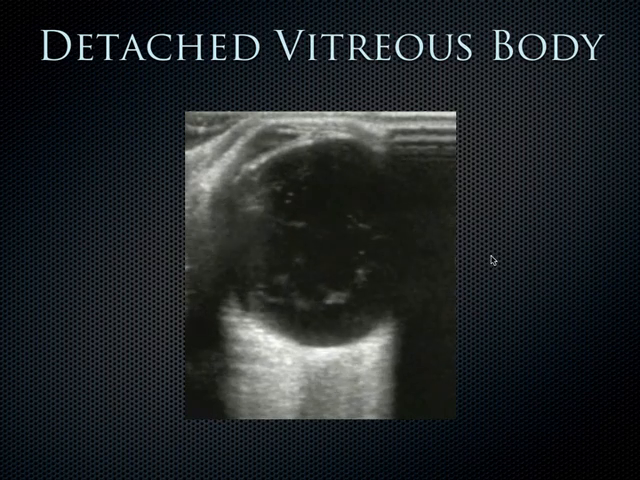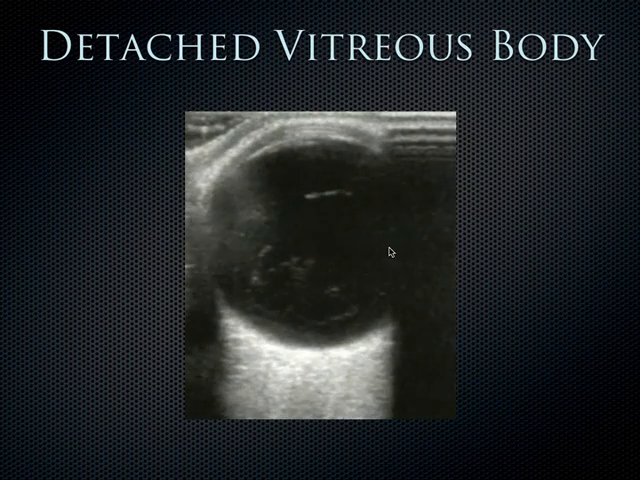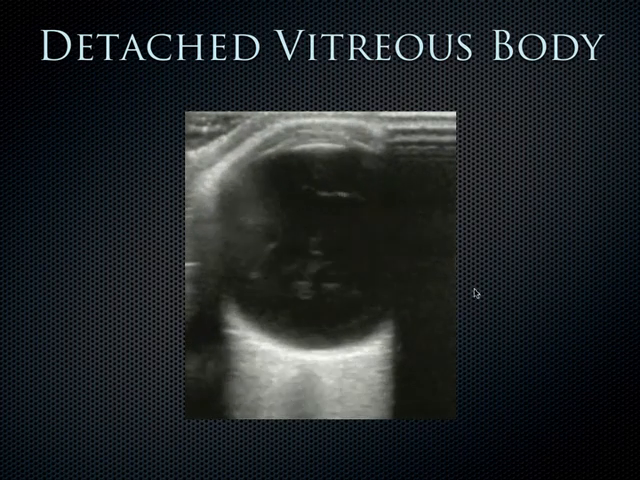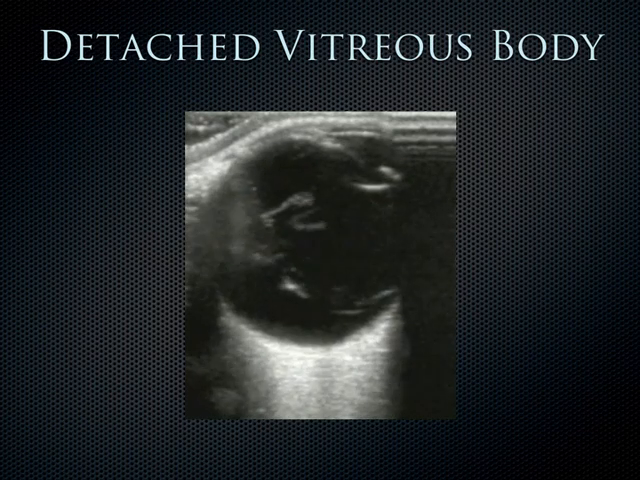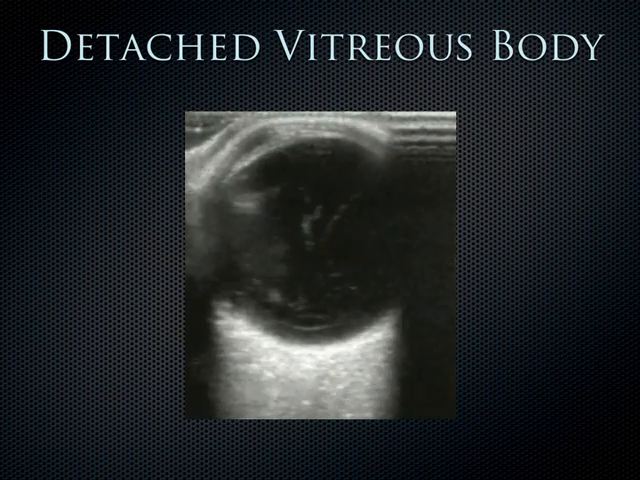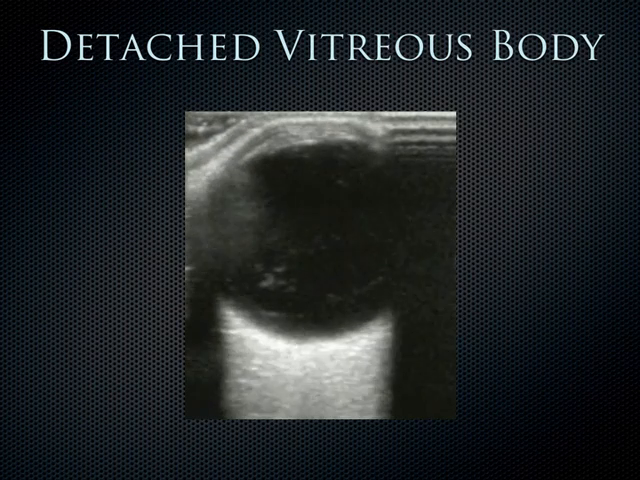As the patient looks left and looks right during the kinetic exam, you can see that it looks like clothes in a dryer. That's what a detached vitreous body looks like, especially if you overgain the image a little bit. As the patient looks around, it looks like clothes tumbling around in a dryer. And that's another way to differentiate a detached vitreous body from the tethered membrane appearance of a retinal detachment.